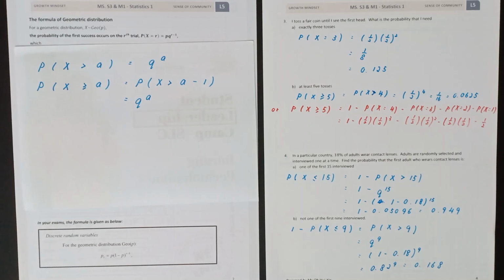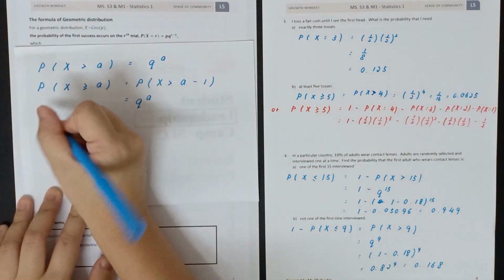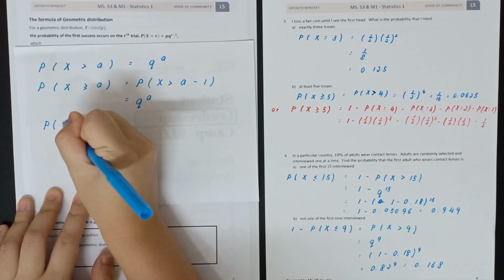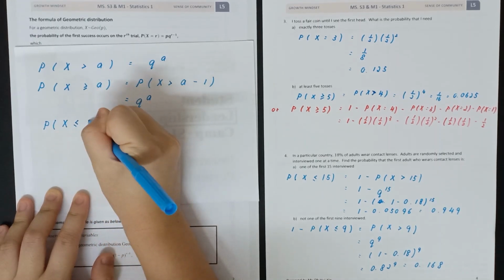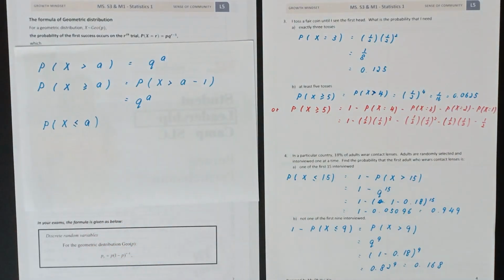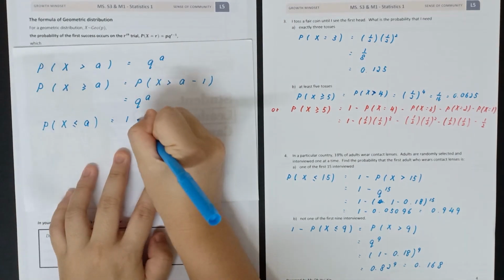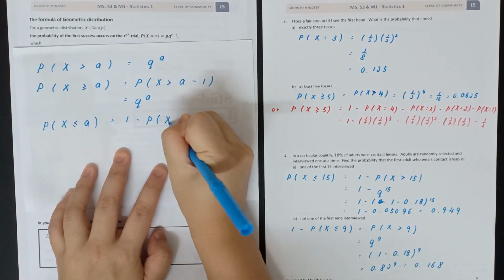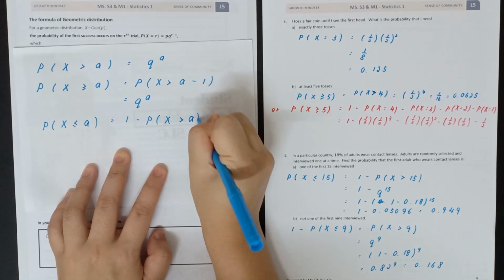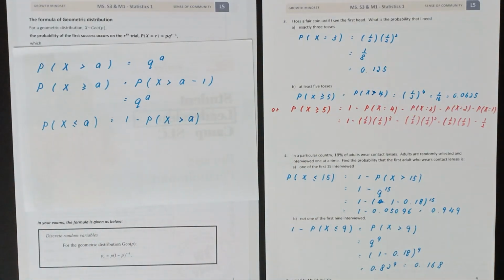So what is that? X smaller than or equal to 9. We have this also, so we can write it. P of X smaller than a: if you want to find the probability that the number of trials needed is smaller than a, it is equal to 1 minus what doesn't happen, which is the probability for X to be greater than a.